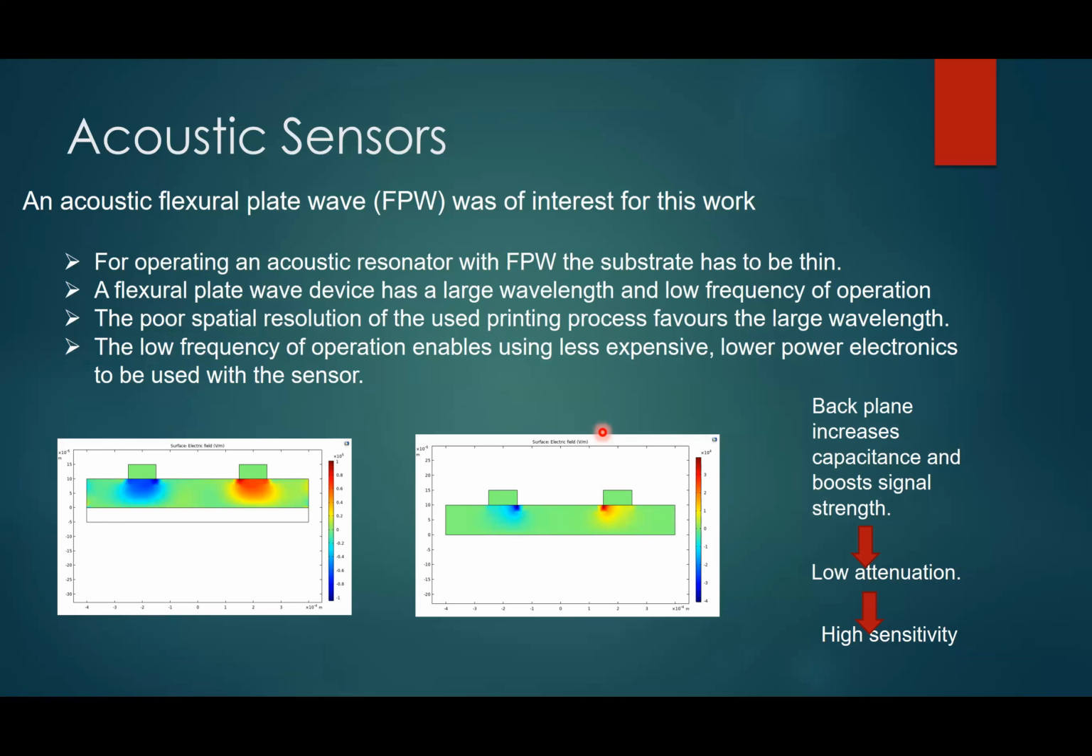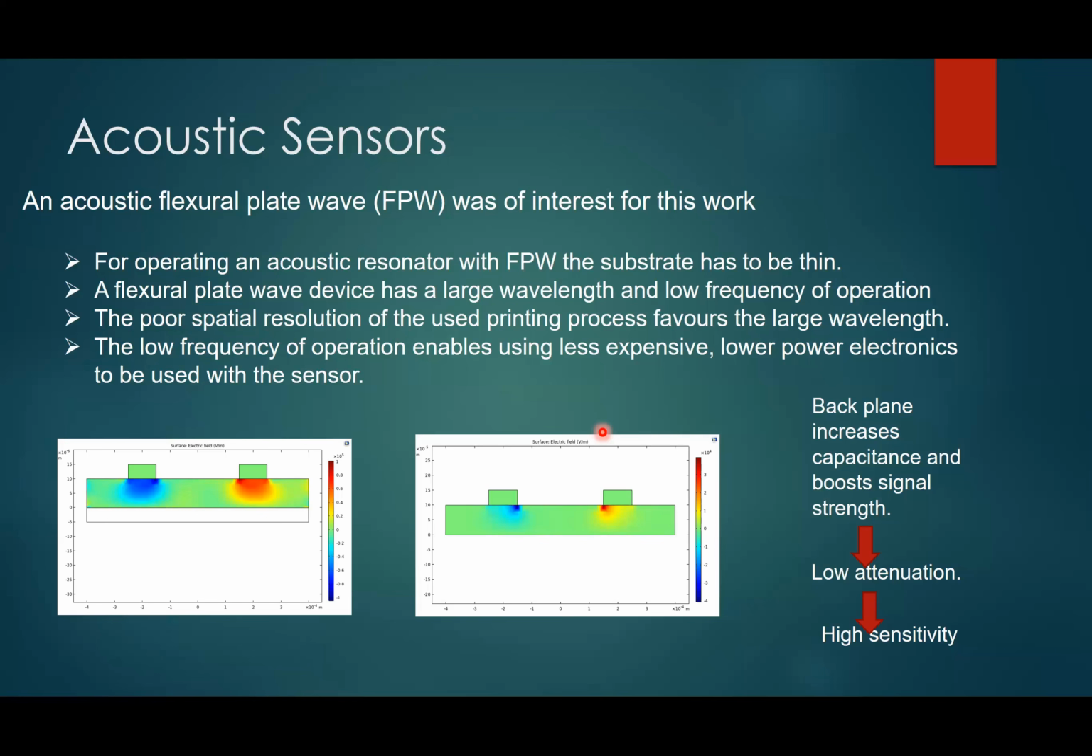And the benefit of flexural plate wave mode is that it has low frequency of operation. So if you think from the electronics point of view, the electronics that you need to build to excite or receive signal from this sensor will be low cost. The other reason to do flexural plate wave mode is because the wavelength is large for this sensor, which means the resolution we need to design the IDTs is not very high.